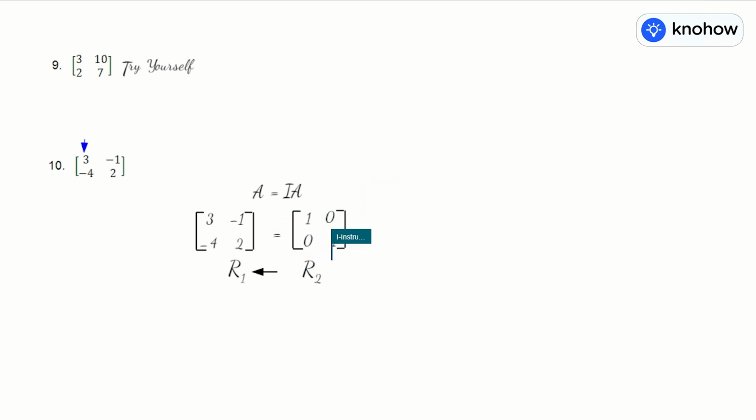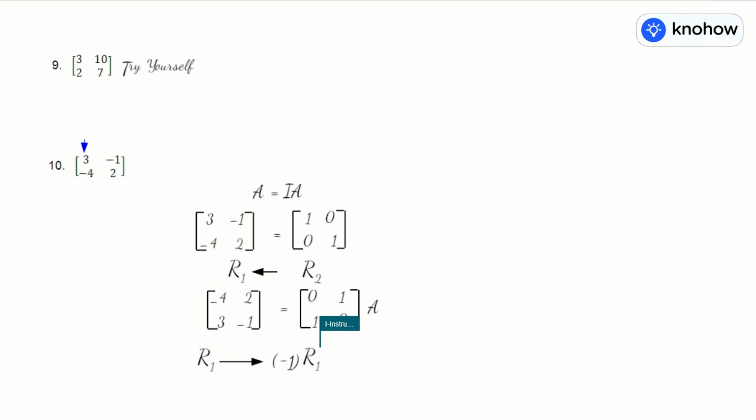What do you get? By interchanging R1 and R2, you get minus 4, 2, and in the second row you get 3, minus 1, and on the right side you get 0, 1 and 1, 0 in the second row, and continue to write this. And now we have got minus 4, but I would like to make it plus 4, so multiplying R1 by minus 1, R1 is replaced by minus 1 times R1, you get 4, minus 2, keep the second row as such, so you have 4, minus 2, 3, minus 1.